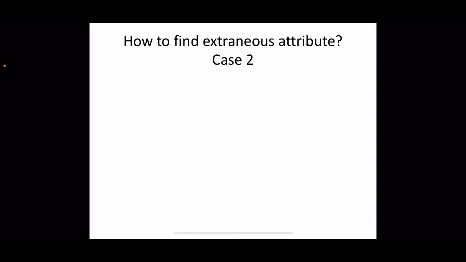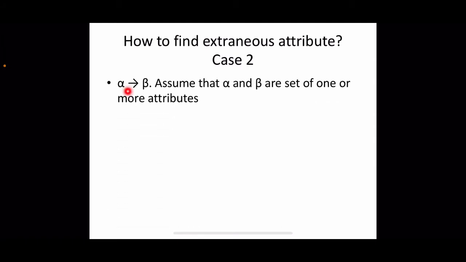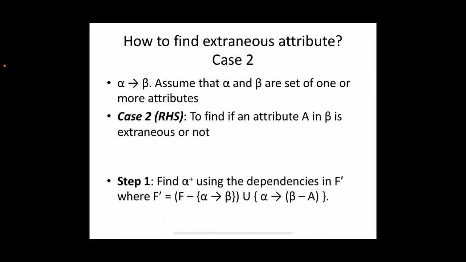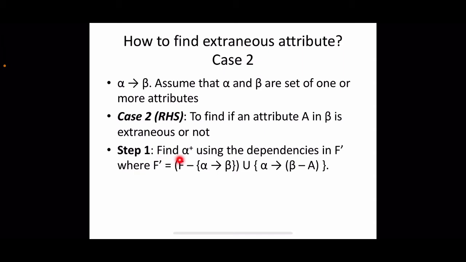Now second case, case 2. We have a dependency alpha determines beta, where alpha and beta are set of one or more attributes. And case 2 is that this extraneous attribute is at the right hand side of a particular dependency. So if we are to find alpha closure using the dependencies in F dash, not F. Okay. So in this case, if the extraneous attribute is in the right hand side of a particular dependency, we have to find the closure of left hand side with respect to F dash.